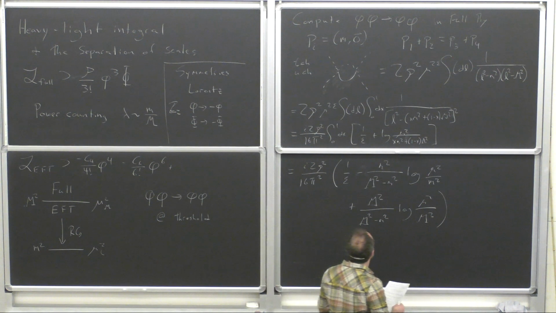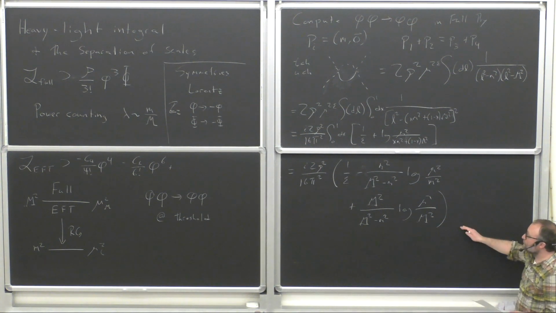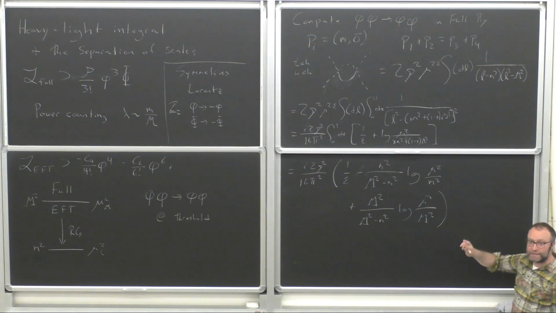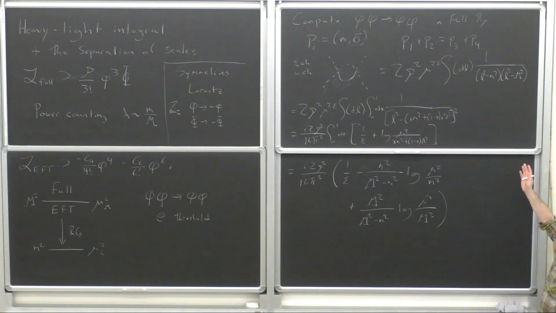A few things to notice here. At this point, we have manifest little m goes to big M symmetry, which makes sense because the original integral is symmetric as we send little m to big M. So that shouldn't surprise us.